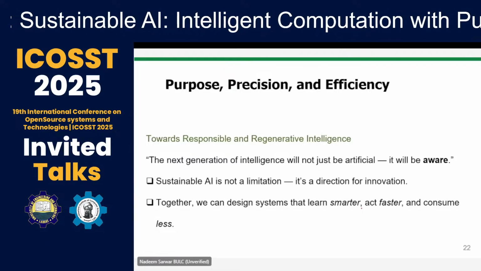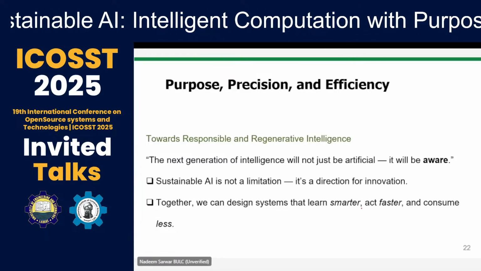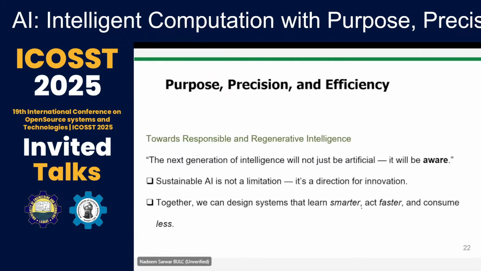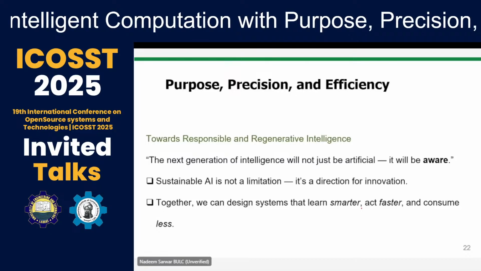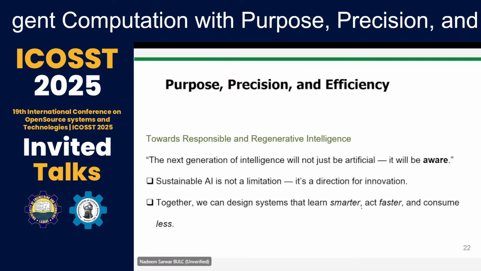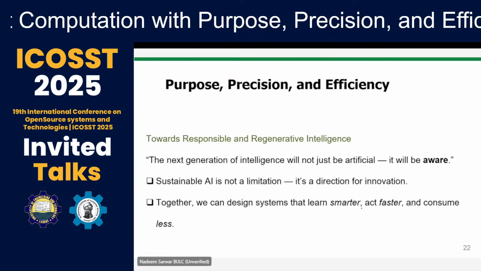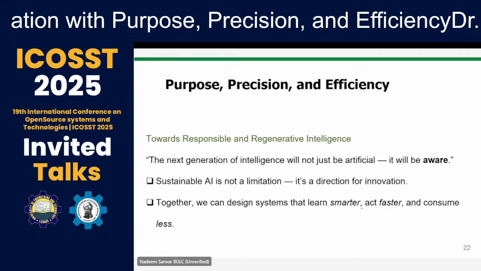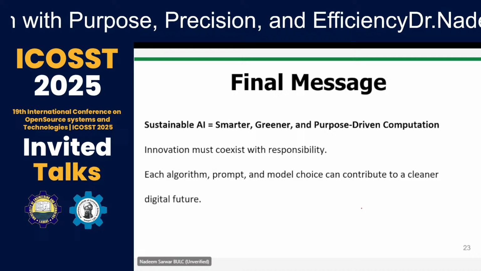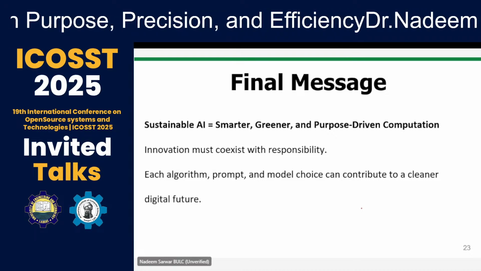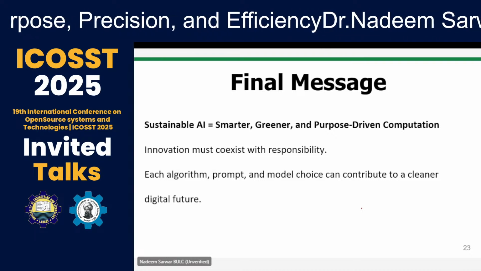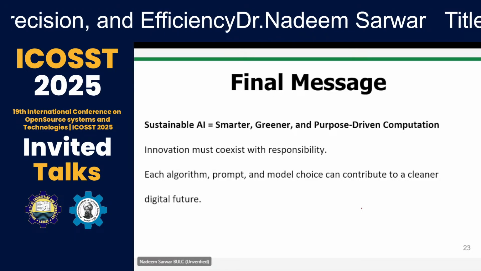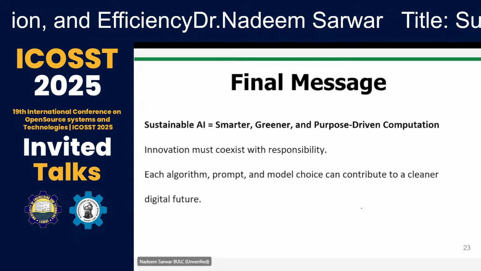The main theme of this talk is that the next generation of AI will not just be artificial, it will be sustainable. Sustainable AI is not a limitation, it's a direction for our innovation. Together we can design systems that learn smarter, act faster, and consume less. The final message is that sustainable AI is achieved with smarter, greener, and purpose-driven computation. Each algorithm, prompt, and model choice can contribute to a cleaner digital future.